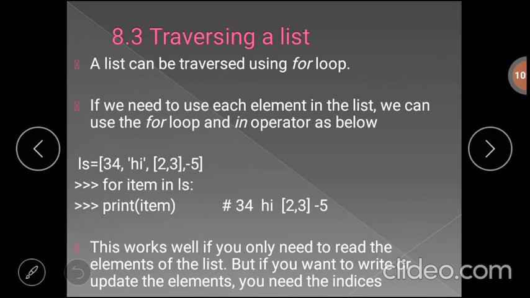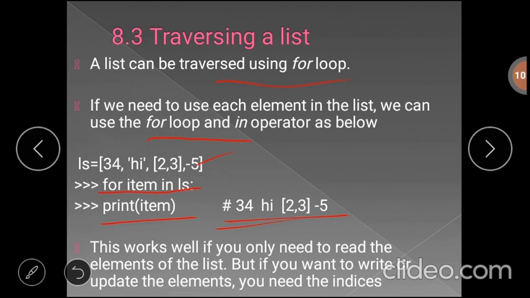Now, how can we traverse a list? A list can be traversed using the for loop. If you want to access or read all the elements of a list, you can just use the for loop and the in operator. For example, here we have 4 items in the list. If you write for item in list, then it will read all the elements of that list. Print item means it will print all the elements of that list.